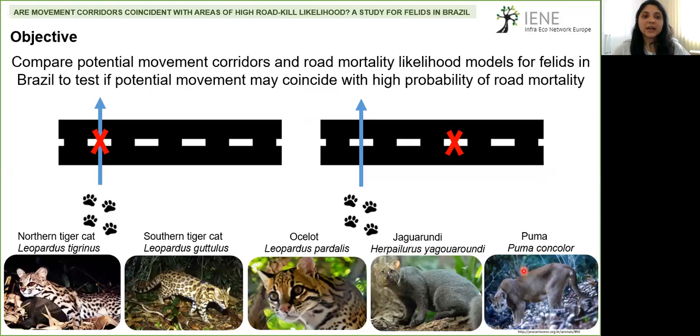What we did was to test if road segments used for movement are the same road segments where individuals tend to be killed, or if these are different road segments. And we did this for 5 felid species in Brazil. The tiger cats were modeled together.